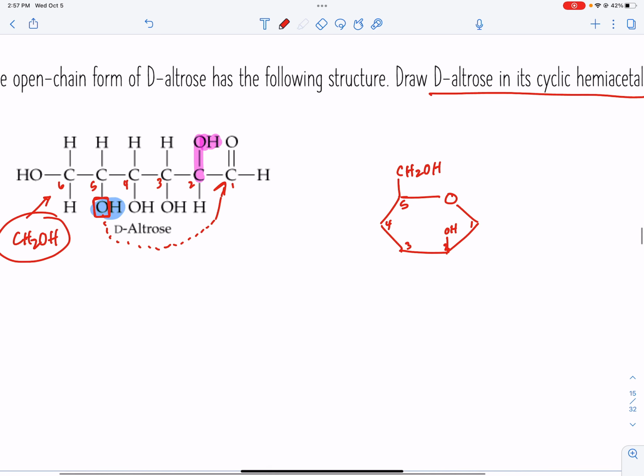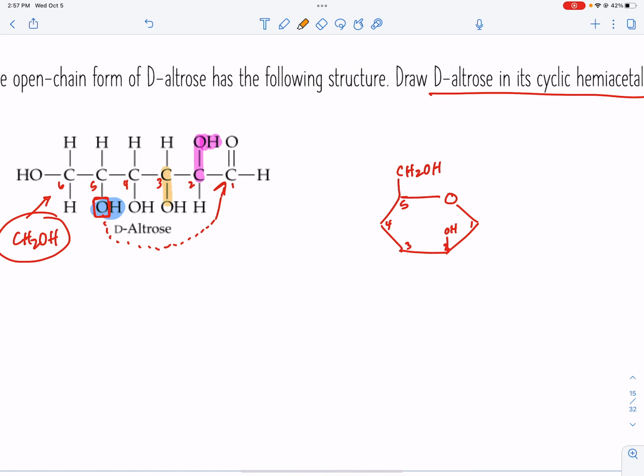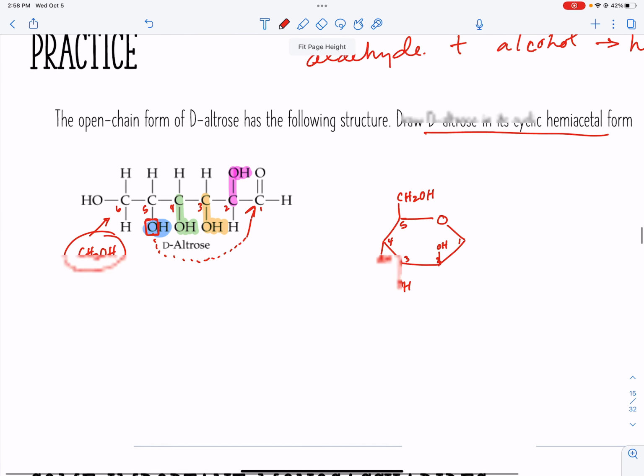On carbon 3 and 4, I'll do these in other colors, so maybe this is easy to see. Carbon 3, you've got an OH group pointing down. And on carbon 4, you've got an OH group pointing down. So we're going to draw OH and OH. And then it doesn't say whether we should draw the alpha or the beta version.